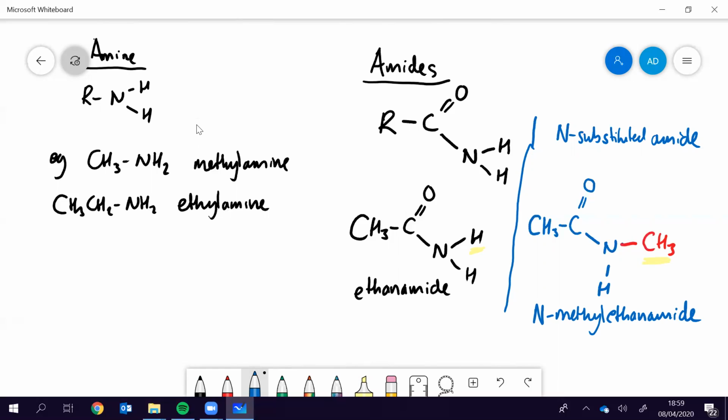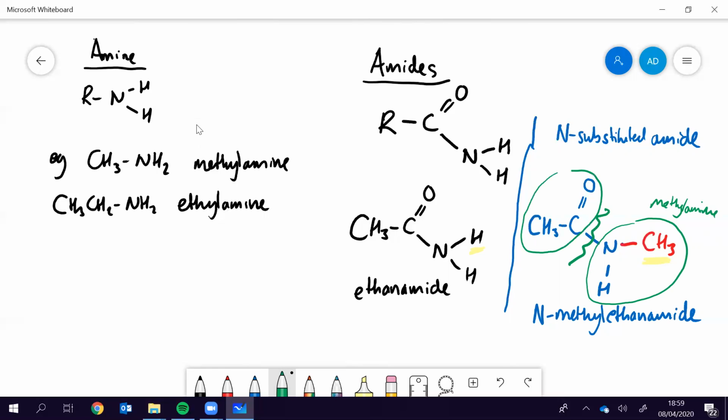And I also think the names are a little bit misleading here, because it makes it sound like this N-methyl ethanamide has been made from ethanamide, and you've got rid of one of the hydrogens and stuck a methyl group on there. But you haven't made it that way at all. You've made it by sticking together these things. You've made it by reacting methylamine with the acyl chloride here. This bit is an acyl chloride. Well, it comes from the acyl chloride.